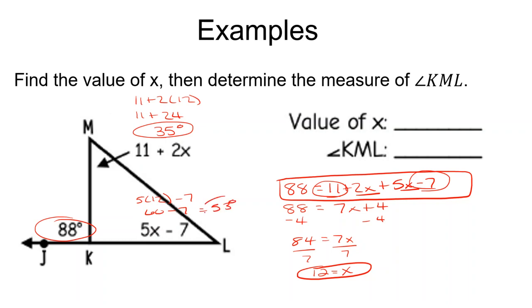Now, again, we can make sure that we're correct. If I add 53 and 35 together, it should equal this exterior angle of 88. One question it did ask over here is what the value of KML is. So KML is talking about this angle. So the value of KML is 35 degrees.